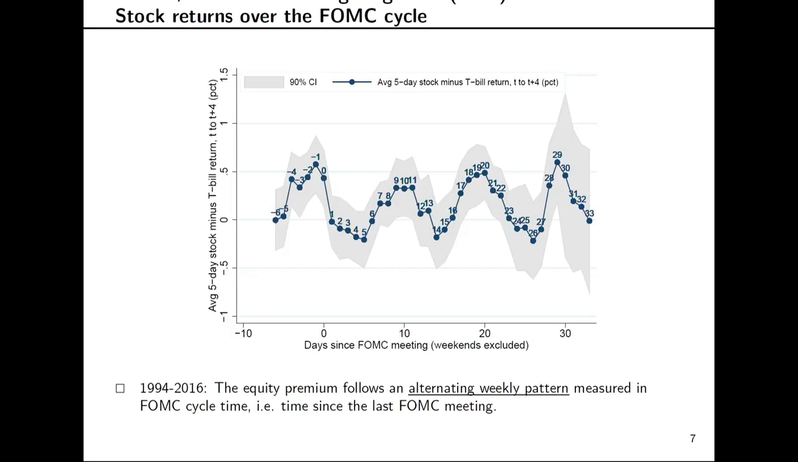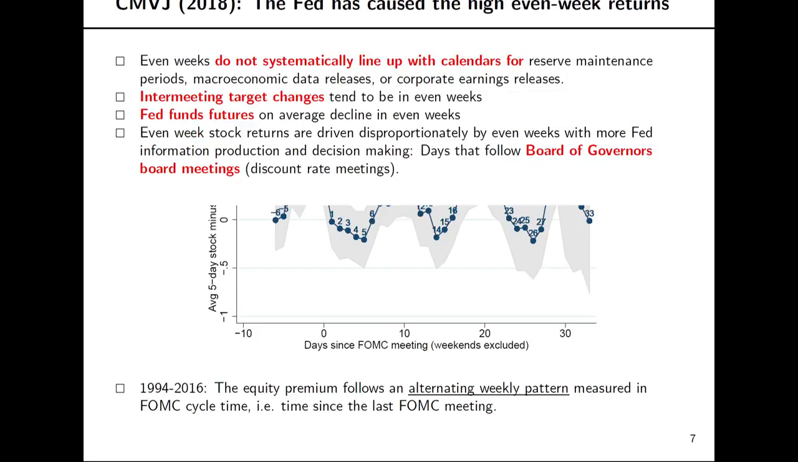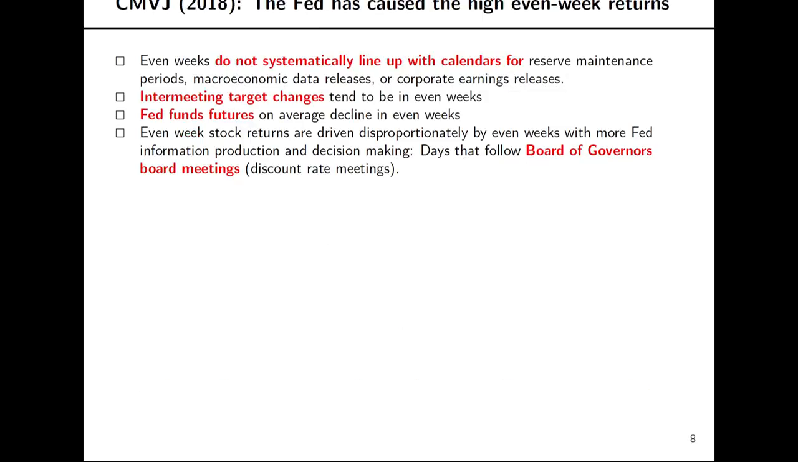We argue in that earlier work that this is actually the Fed driving the stock market. We have various approaches to document that it's a causal impact of the Fed on the stock market. It doesn't line up with any other calendars. To the extent that there are intermediate target changes, they tend to be in these even weeks. Fed funds futures on average go down in these even weeks. And we also link the even weeks with high returns to some actual decision making or discussions inside the Federal Reserve, specifically the Board of Governors board meetings.